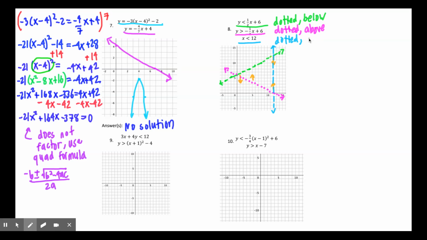And then where's less than 12? To the left of 12, right? The x values that are bigger than 12 are over here on the right, whereas the smaller ones are there. So then the overlap of everything, right, is in this region. So that's the solution there.